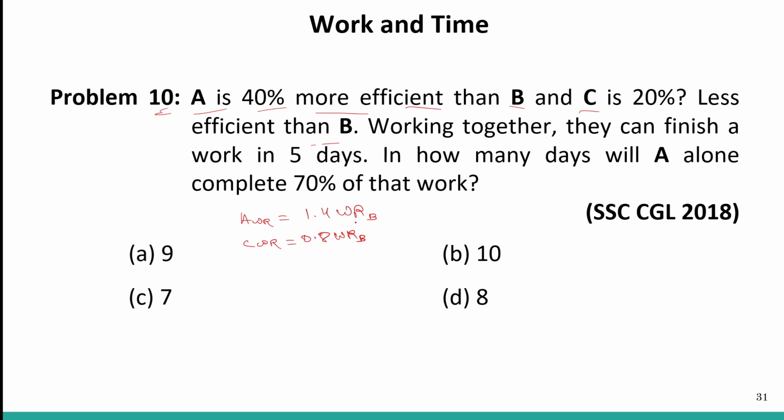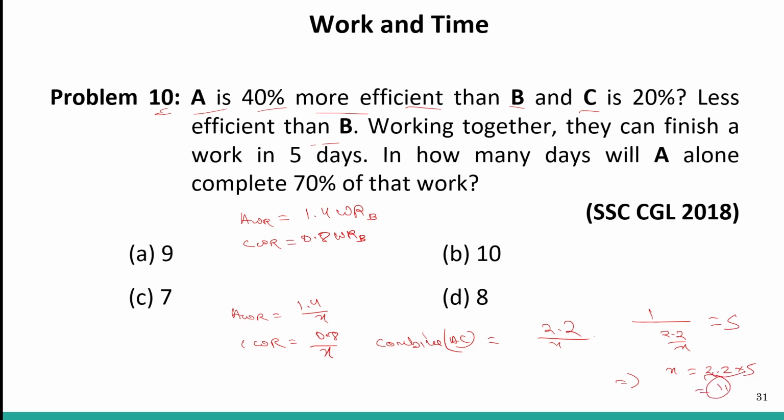So if the working rate of B is equal to 1 by x, then AWR is equal to 1.4 by x, right? And CWR is equal to 0.8 by x, right? So cumulatively, AC is equal to, with x remaining in the denominator, adding this up, what we get is 2.2 by x. So working together, they can finish a work in 5 days. So how much time do they take? If I divide 1 by 2.2 by x, this is equal to 5. So this implies x is equal to 2.2 into 5, which is 11, right? So this is what we have.